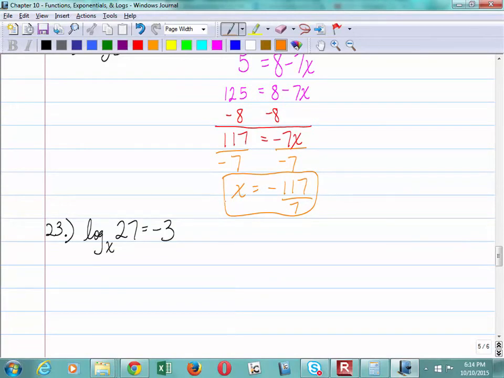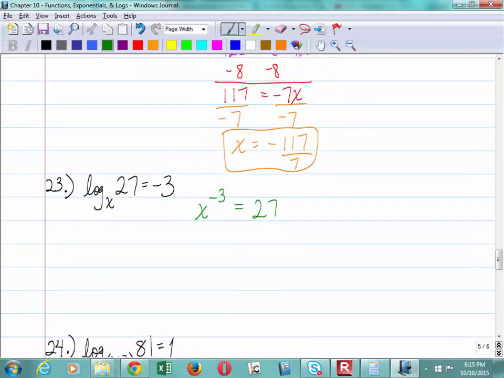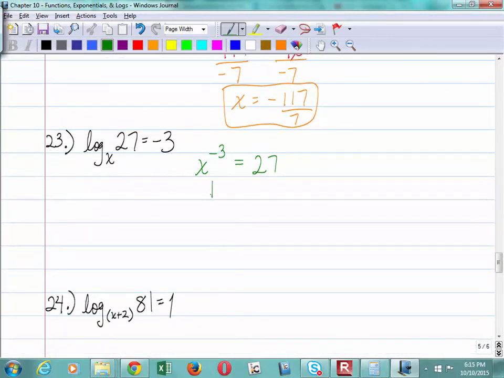And number 23, log base x of 27 equals negative 3. So that would be x to the power of negative 3 equals 27. Okay, so x to the power of negative 3 is the same thing as 1 over x to the third. So 1 over x to the third equals 27.